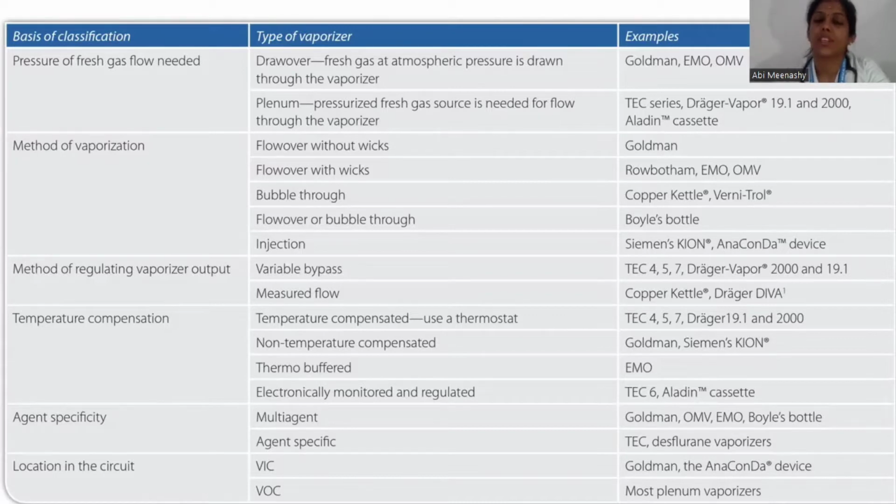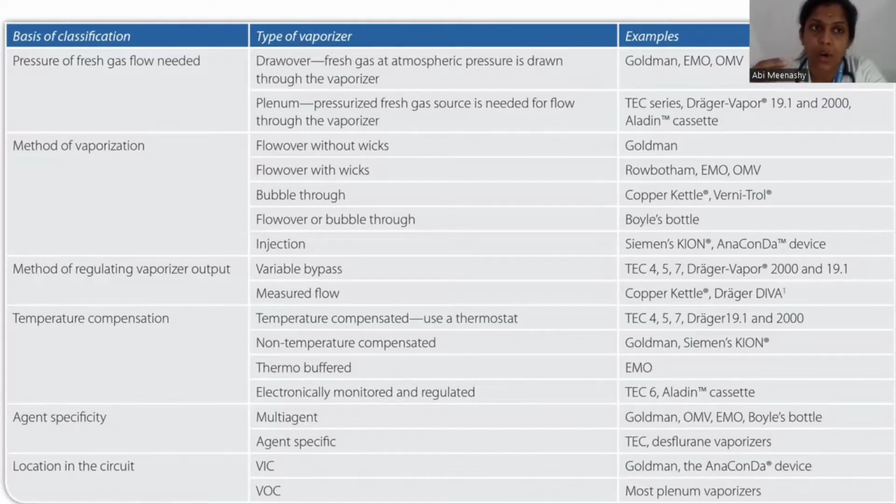Also, you can classify the vaporizer according to their location in the circuit. It can be vaporizer in circuit, VIC, or vaporizer outside circuit, VOC. So vaporizer in circuit is Goldman and Anaconda, and vaporizer outside circuit is all the plenum vaporizers. Okay, so when you start writing about every vaporizer, first of all, you need to write these 1, 2, 3, 4, 5, 6 points. So these 6 points should be there when you start writing about your vaporizer.